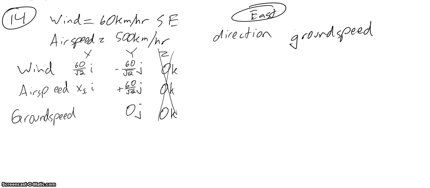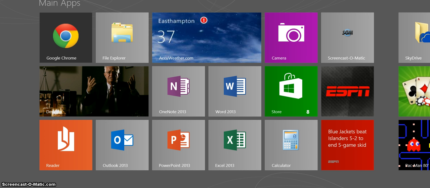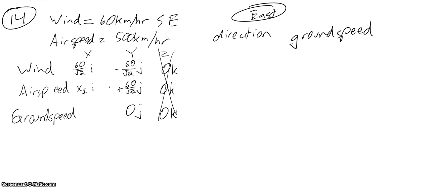And so now the thing we need to do is find the airspeed x component, which will be more than 60 over square root of 2, and we will eventually get the direction from that. But how we're going to do that is use the Pythagorean theorem, because we do know that the total magnitude of the airspeed vector is 500 kilometers per hour. So first we're going to solve for x1, and then we're going to solve for the ground speed.